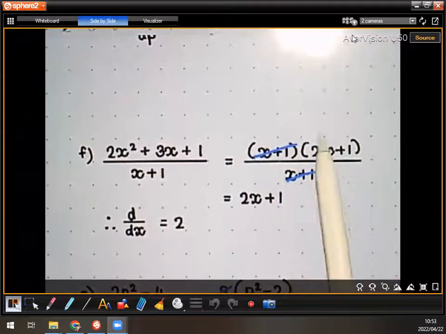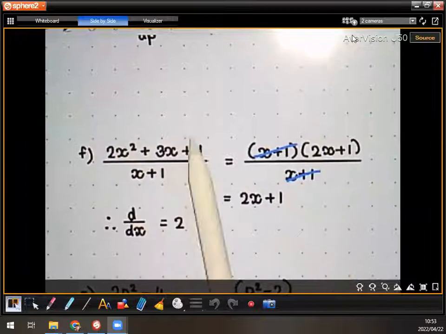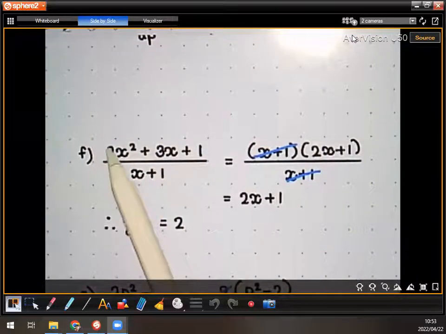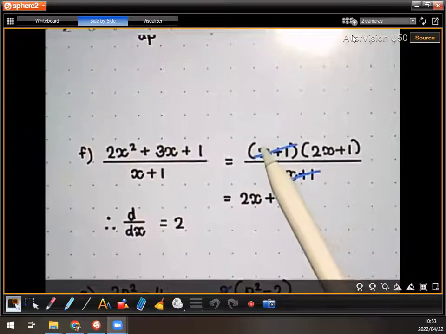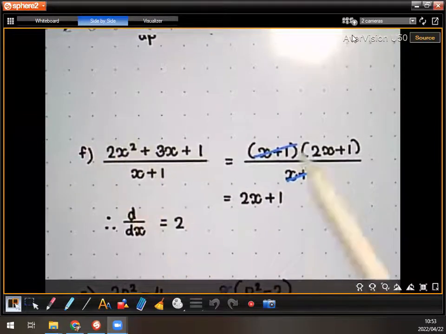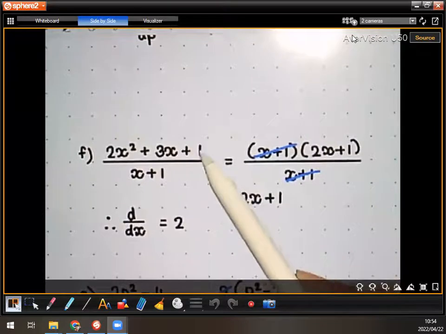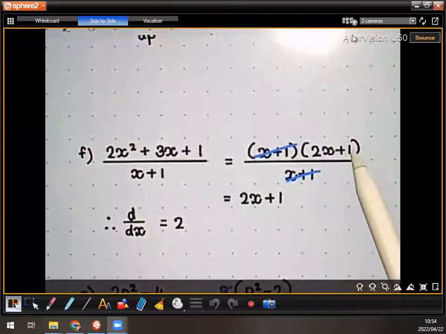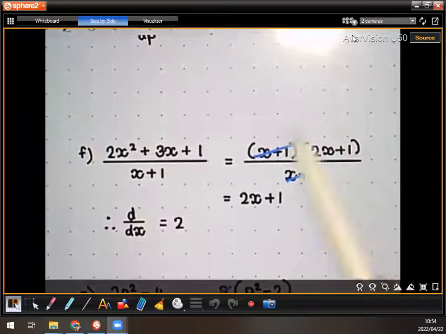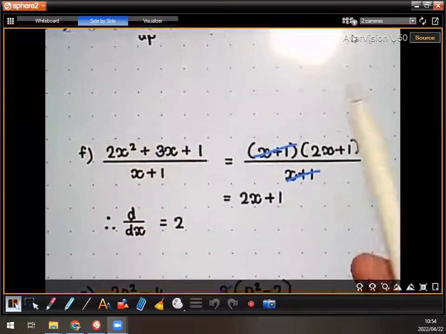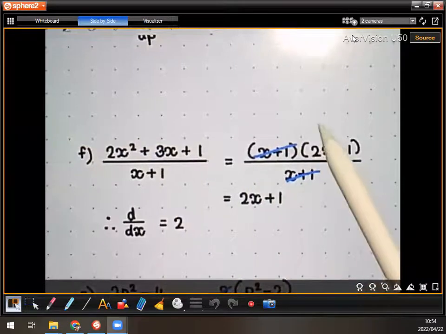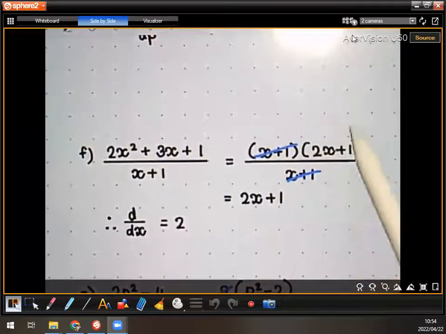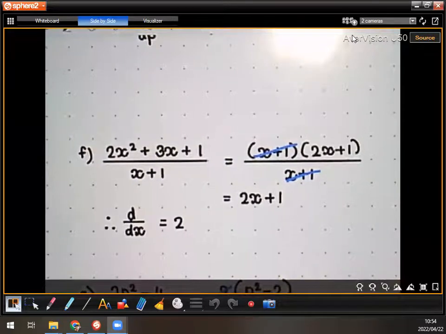Now to get your second bracket, instead of factorizing this trinomial, because there's a 2, we don't really like factorizing those. You can just say, what do I multiply x by to get 2x squared? 2x. What do I multiply 1 by to get that last term? 1. 1 again. Right? And then you can just check that it does actually work, that I do get my middle term. 1 times 2x is 2x, and x times 1 is x. So I do get my plus 3x.